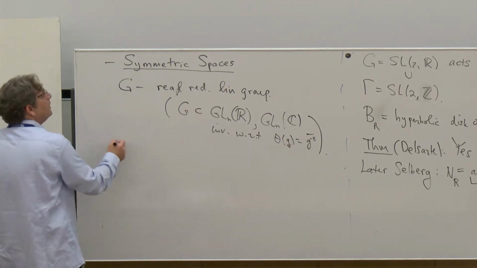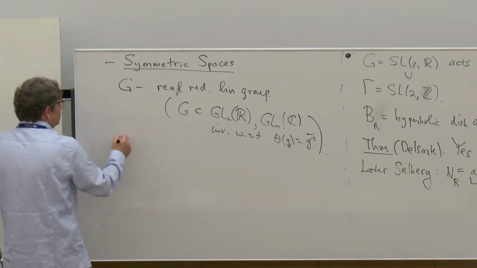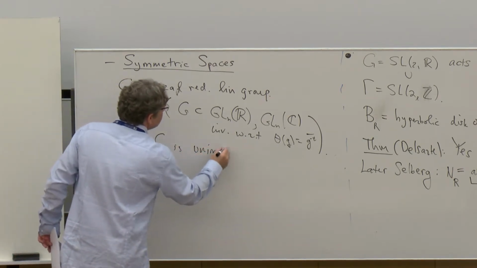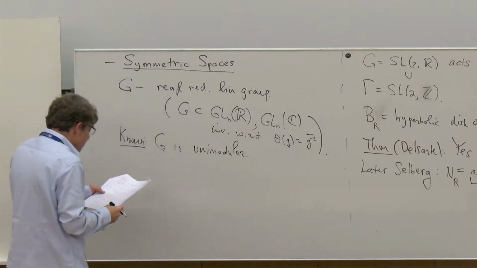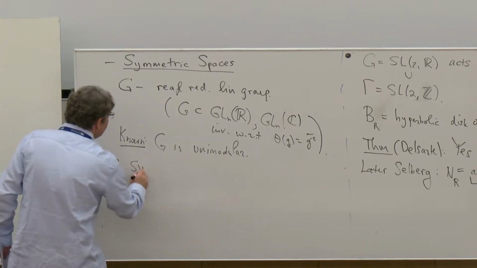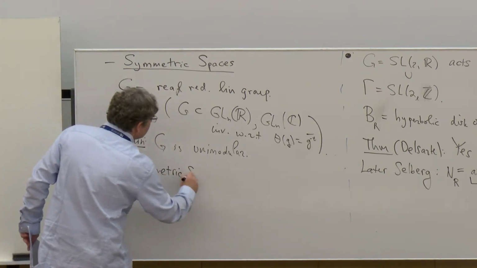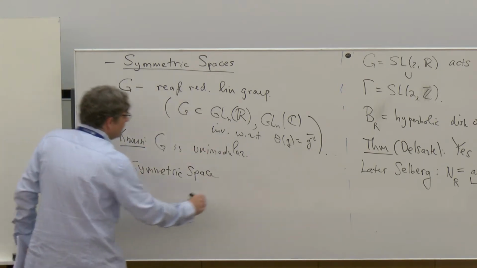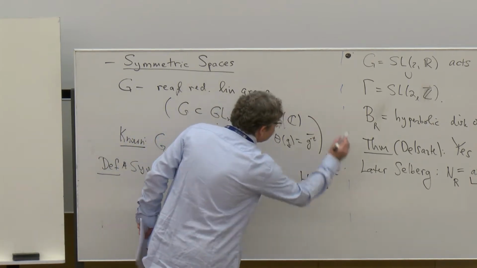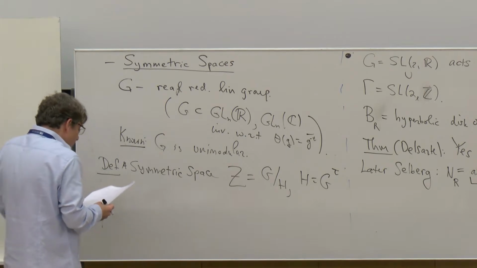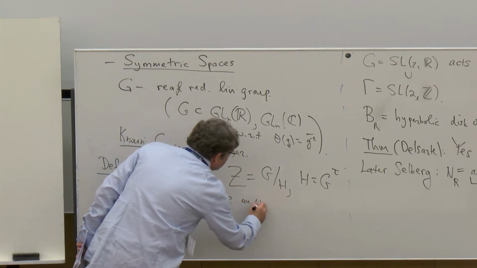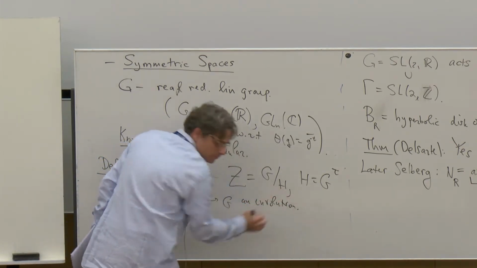So in this setup, it is known that G is unimodular. So there is a natural way to take a measure. And so the definition for symmetric space that I'm going to take is a gadget of the form G/H, where H is the fixator of an involution on G. So tau from G to G is an involution. Okay?